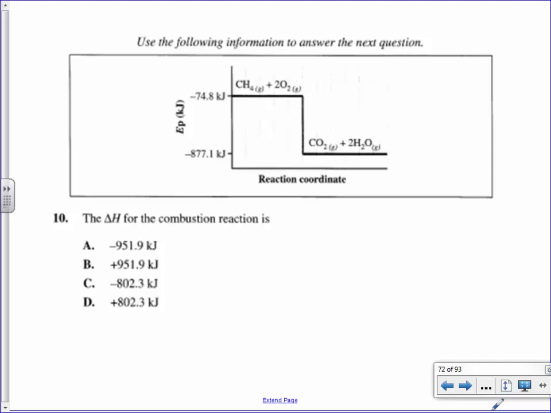If you look at the 4 answers, it's not like there's a lot of variety there, is there? 87.1, subtract 74.8. I don't really care which order you do it, but the difference between those numbers is the 802.3. I like to write it from here to here. In between here is 802.3 kilojoules. So hopefully that narrows it down to B or C or D. Now, maybe the more important question then, positive or negative?